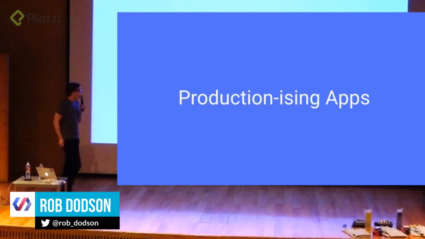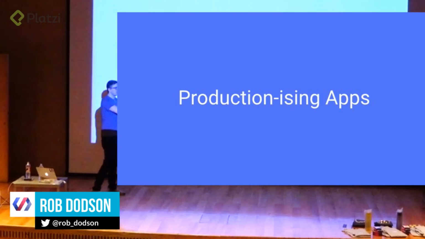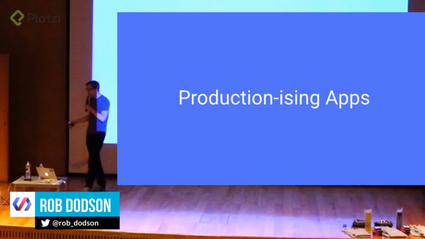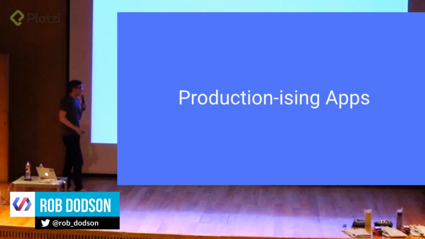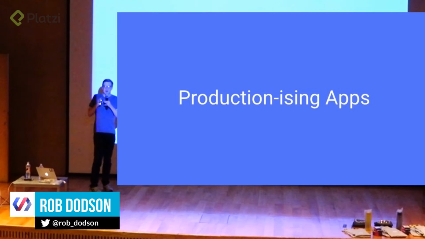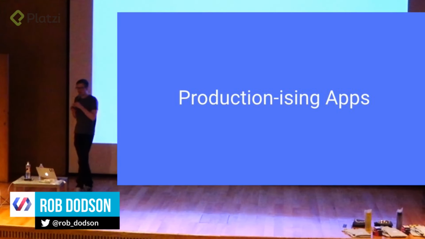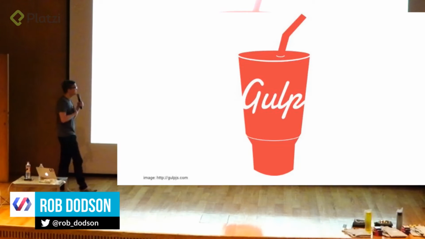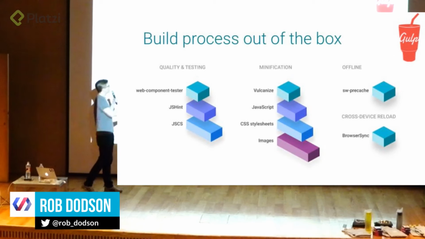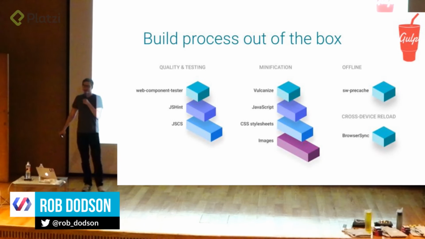Now the last thing I want to talk about is how you productionize your application. So you've got it looking the way that you want. It has all the cool features that you've added. But now you need to make it as small as possible, so it's as fast as possible. And we're really big fans of Gulp, the streaming build system. So we've actually gone ahead and built an entire Gulp toolchain for you that's available in Polymer Starter Kit.